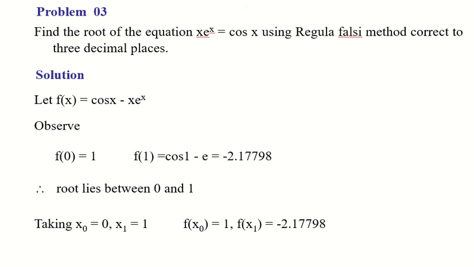Now what is f of 0? f of 0 is cos 0, which is 1, minus 0 into e power 0. What is e power 0? e power 0 is always 1, but 0 into 1 gives you 0. So cos 0 is 1. Next f of 1: cos 1 minus e. The value of e, the exponential function, you can find by using the calculator. So f of 1 you will get as minus 2.17798.